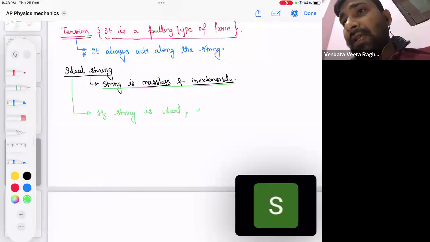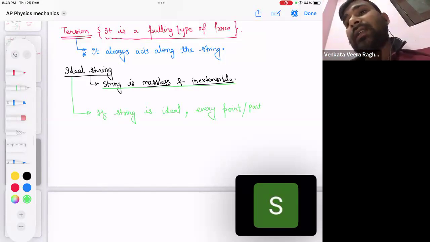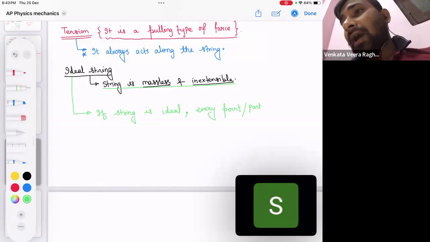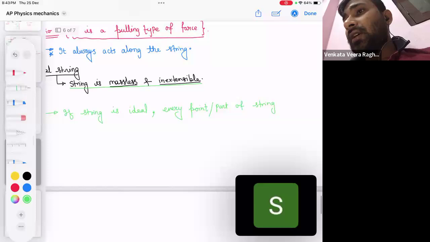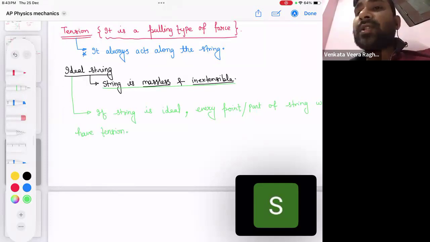If a string is ideal, every point or part of the string, any small section of the string you consider, you will find the tension is the same at every point. But only for an ideal string. So if a string is ideal, every part of the string will have the same tension. Throughout the string, the tension remains the same. Understood the first thing?